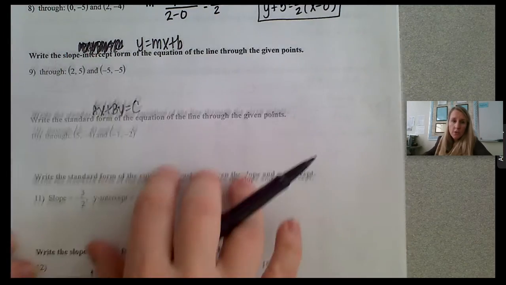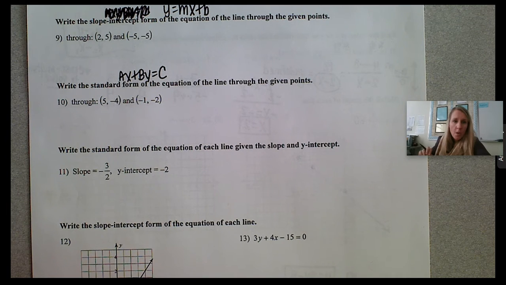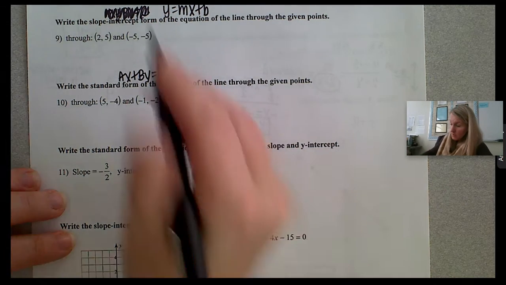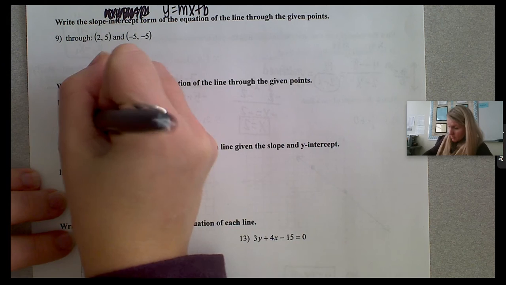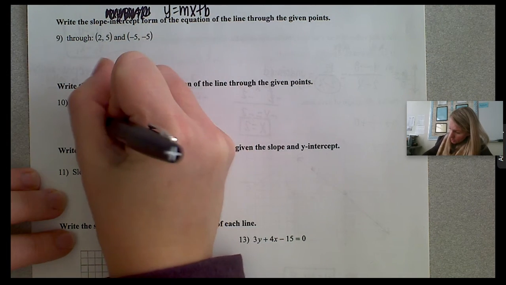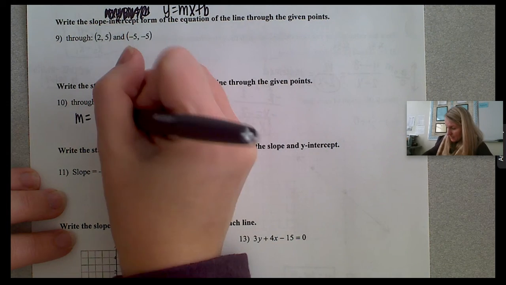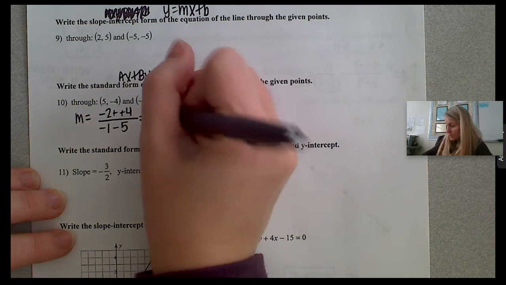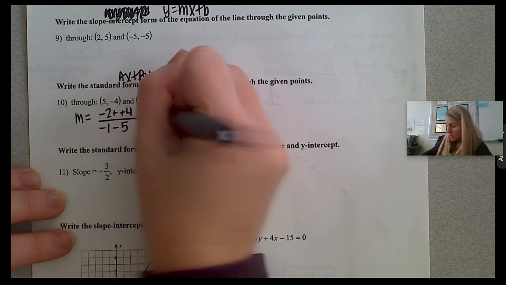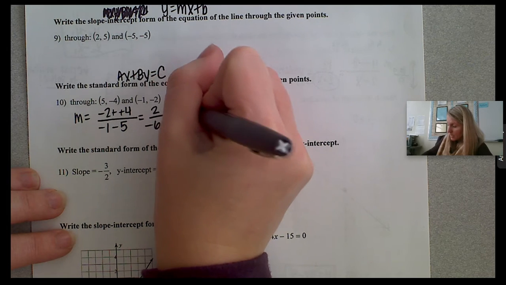Let's do another standard form, baby. So find the slope, right? Always, pretty much always our first step. y2 minus y1 over x2 minus x1. What's that gonna give me? That's a plus, negative 2 plus 4 is 2. Negative 1 minus 5 is negative 6, and that would reduce to negative 1/3.